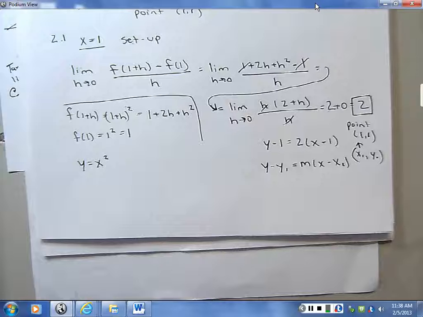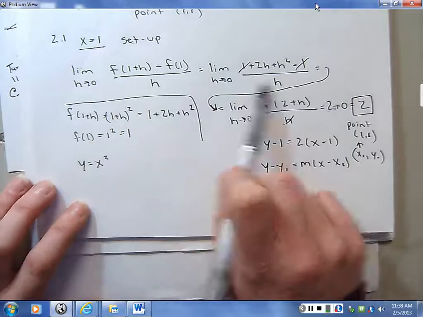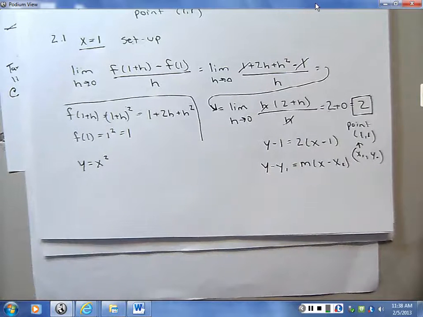Are there any questions on that? We'll do more of the equation of the tangent lines as we go, but really the meat and potatoes of this section is the limit, being able to find the slope. Question?